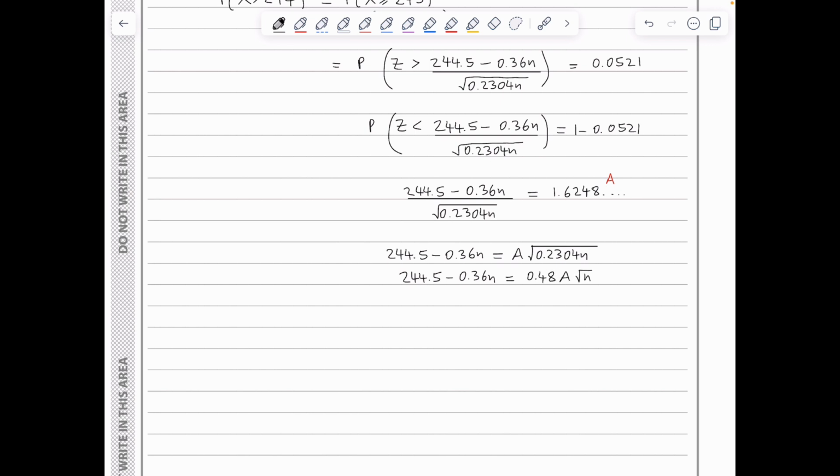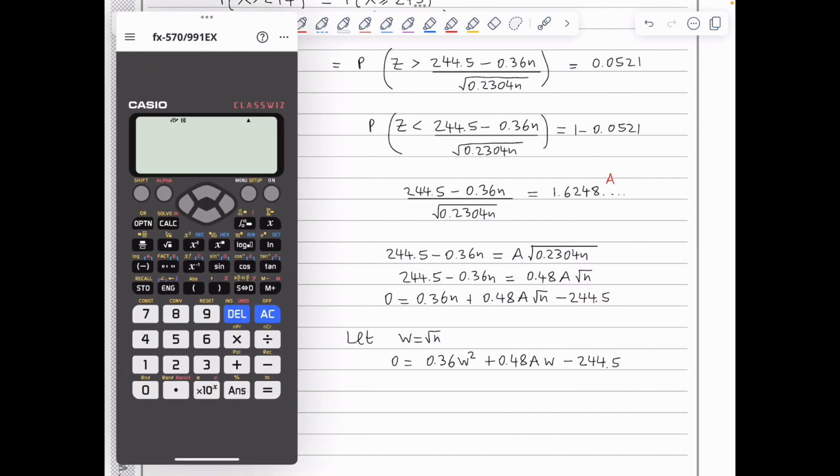And this is actually a disguised quadratic in root n. I will collect everything on the right hand side, leading to 0 is 0.36n plus 0.48a root n minus 244.5. I will say let w be root n, which leads to 0 being 0.36 w squared plus 0.48a w minus 244.5. And then I can simply use the calculator.